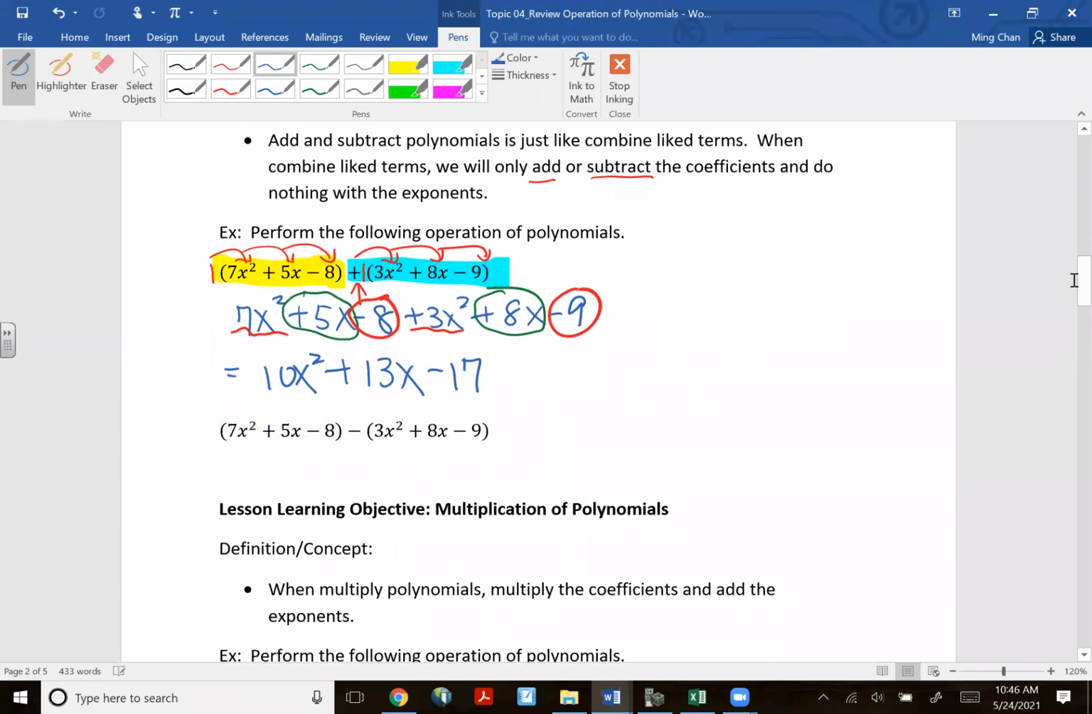Subtraction, just got to be careful, okay? Same technique, distribution. It's just my second term now, I will use a negative 1 to do a distribution. My first term is still a positive 1. If there's no sign in front, that's a positive 1 distributed. So that would be 7x squared plus 5x minus 8. Negative 1 distributed: negative 1 times 3x squared is negative 3x squared. Negative 1 times positive ax is negative ax. Be careful: negative 1 times negative 9 is positive 9.